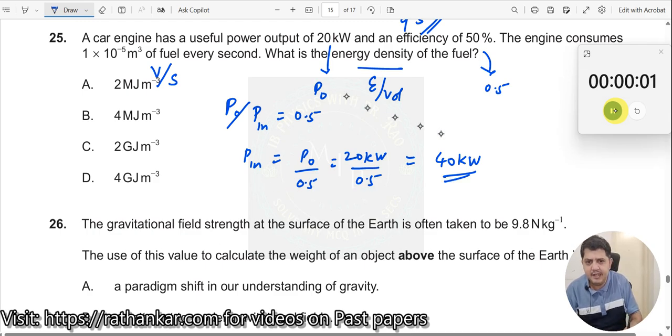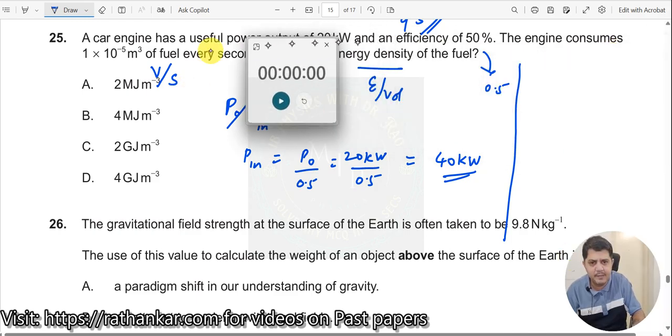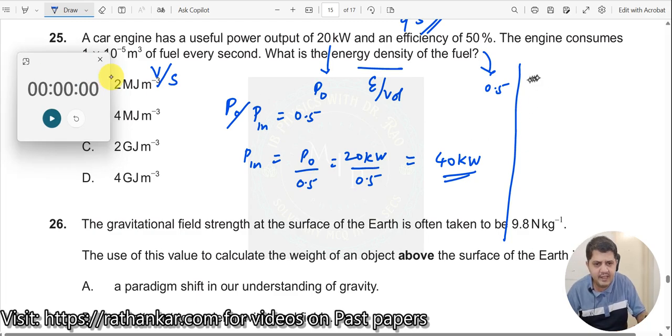Then what is it that you need? Energy density. How do I find energy density over here? So let us find out energy density like this. Let me remove this, put it over here. So what is energy density? Energy density is given by energy per unit volume.